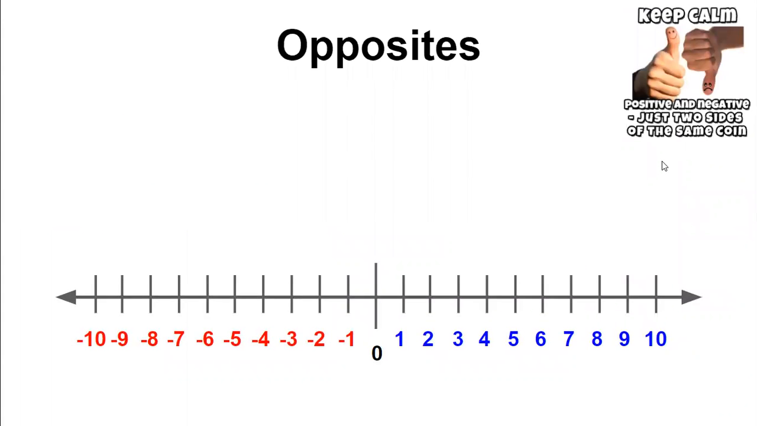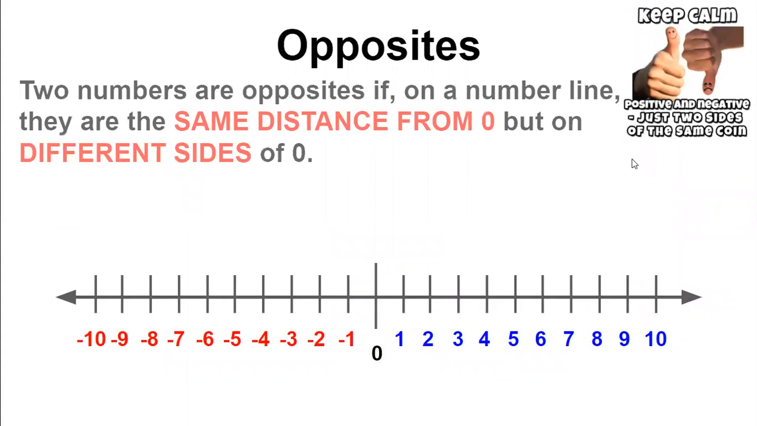Okay, we're going to talk a little bit about opposites. Opposites are just two sides of the same coin, so to speak. Let's take a look. Two numbers are opposite if on a number line they are the same distance from 0, but on different sides. We'll look at something here. Different sides of 0. So two numbers are opposites if on a number line they are the same distance from 0, but on different sides of 0.